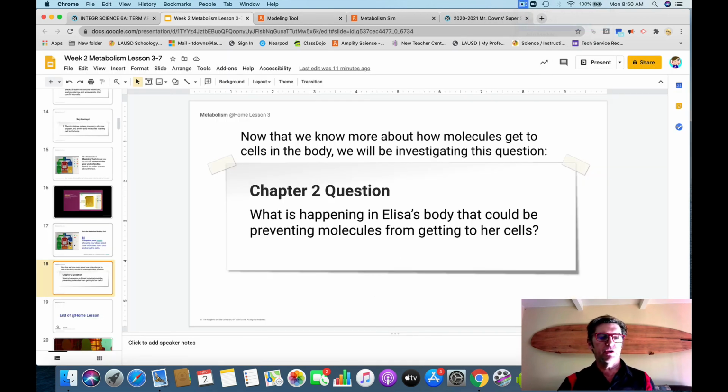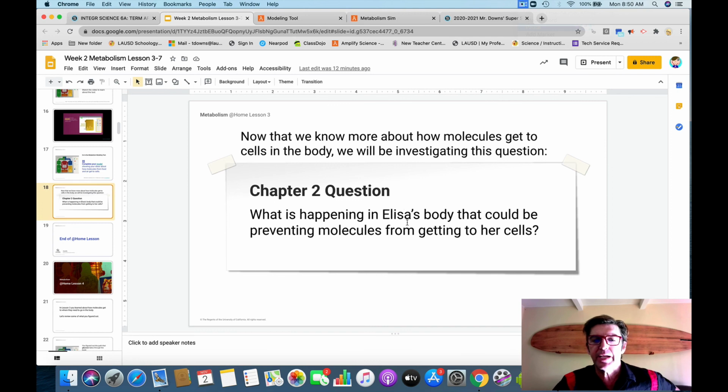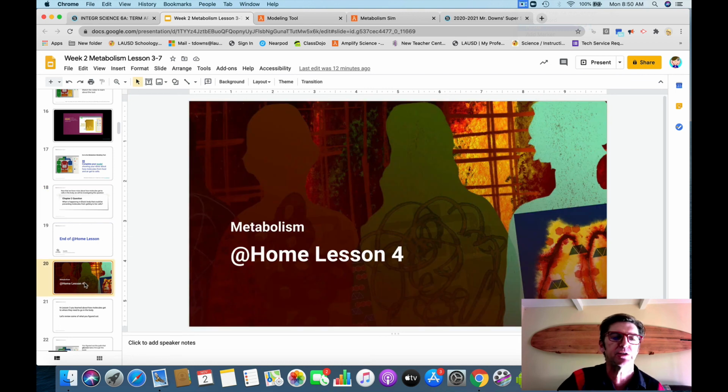Wrap up. You should have some good information from that cellular activity to show the path of the way you communicated the path of starch, glucose. Now, what's happening next? What is happening in Elisa's body that could be preventing molecules from getting into her cells? That's the issue that we're going to dive into tomorrow. You don't have to do anything right there. We're just thinking about it. We'll start lesson 4 tomorrow.